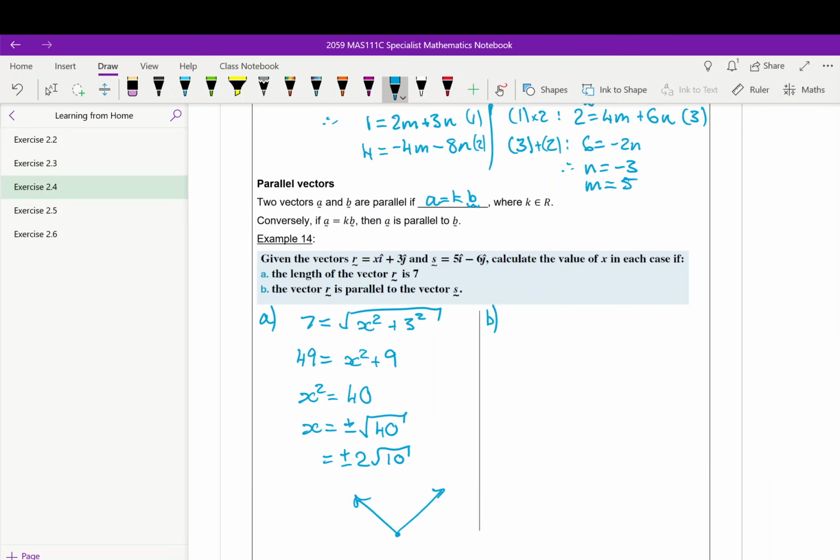The vector r is parallel to the vector s. So that means r is equal to k times s, which means r is equal to 5ki minus 6kj. So if we equate our coefficients, we get that x equals 5k and that 3 equals negative 6k. So we can use this second equation to solve for k. We know that k has to equal negative a half, which means x would equal negative 5 halves.